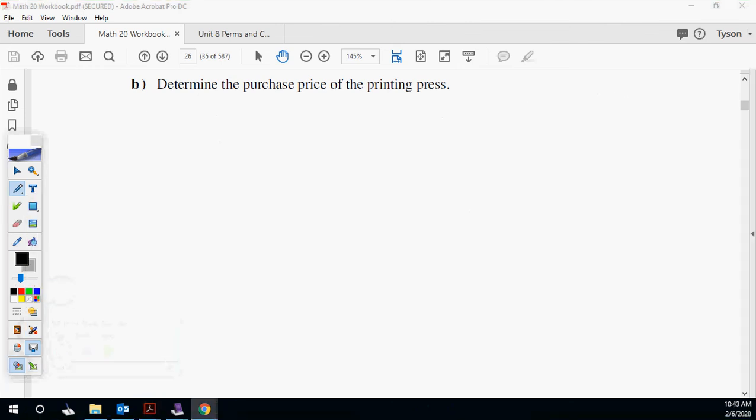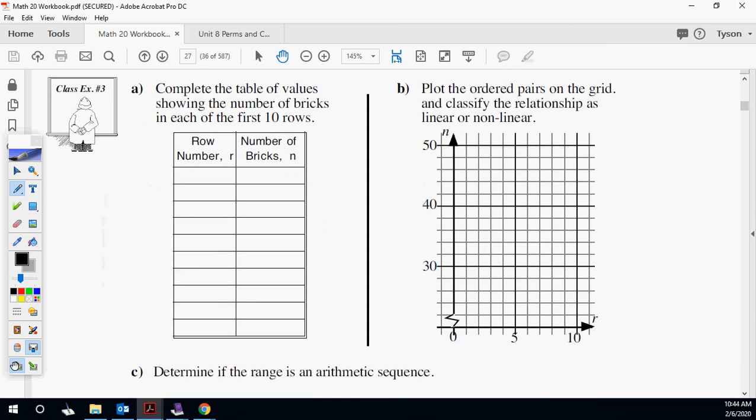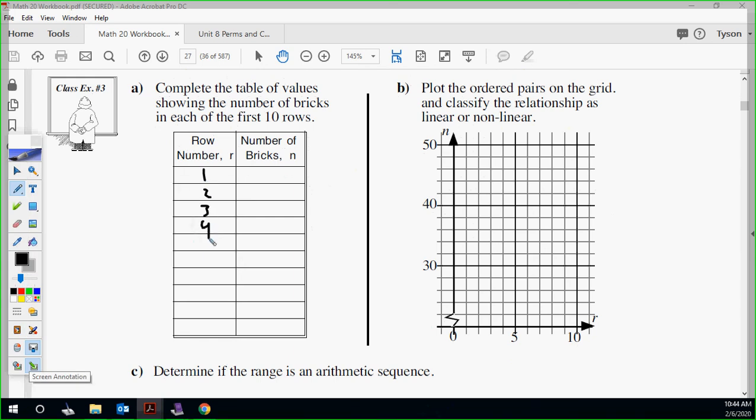Okay, so last kind of example investigation piece here. So we can relate arithmetic sequences to linear functions, which we've already known from our pictures in lesson 1. A pile of bricks is arranged in rows. There are 28 bricks in the first row, and the number of bricks in each row is 2 more than the previous row. So there's row numbers and number of bricks. So we know the row numbers: 1, 2, 3, 4, 5, 6, 7, 8, 9, 10. Number of bricks, they said the first row is 28, and it goes up by 2 each time. Okay, all the way to 46.